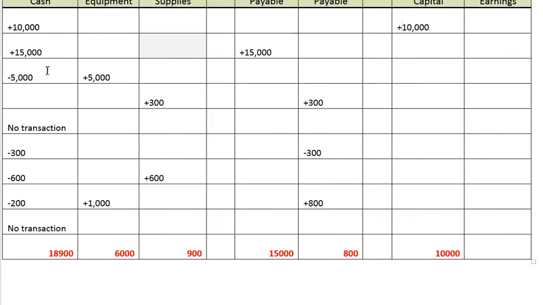You now have your totals here for all of your accounts, and you can use these later to help you prepare your balance sheet. So this concludes our first video to give you an example of how to do step 1 in the accounting process, which is to take transactions and analyze them and see or ensure that the balance sheet equation remains in balance. So I hope you found this video helpful.